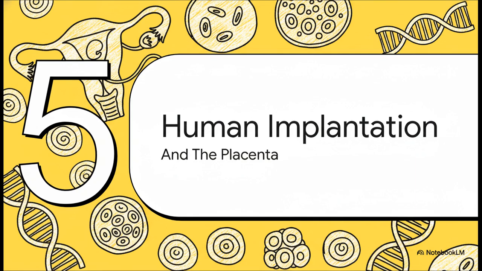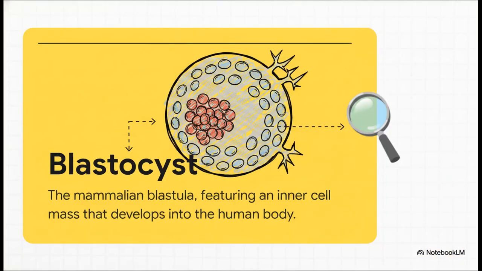Section 5. Human implantation and placenta. Let's move to our own species and see how this builds human beings, transitioning from our model organisms to mammalian development. In humans and other mammals, our version of the blastula is called the blastocyst. It's a sphere of over 100 cells, but I really want you to clearly grasp one uniquely mammalian term here, the inner cell mass. Clustered at one end of the blastocyst cavity, this specific group of cells is exactly what will develop into the actual human body.